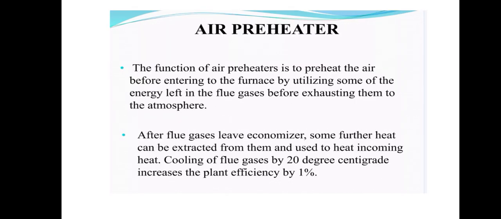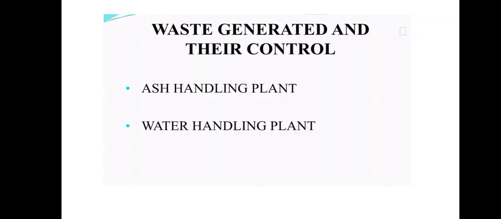Air preheater. The function of the air preheater is to preheat the air before entering the furnace by utilizing some of the energy left in the flue gases before exhausting them to the atmosphere. After flue gases leave the economizer, some further heat can be extracted from them and used to heat incoming air. Cooling of flue gases by 20 degrees centigrade increases the plant efficiency by 1%.